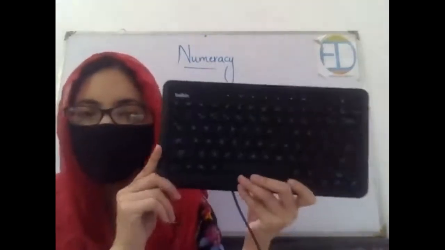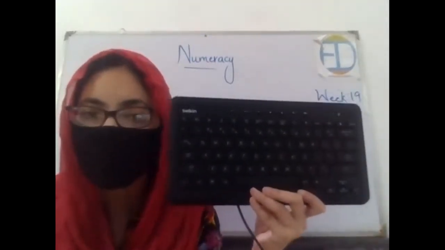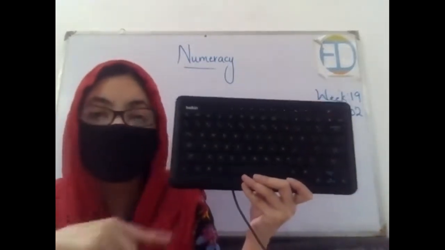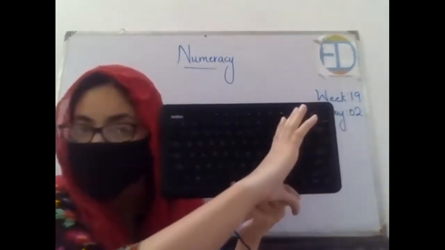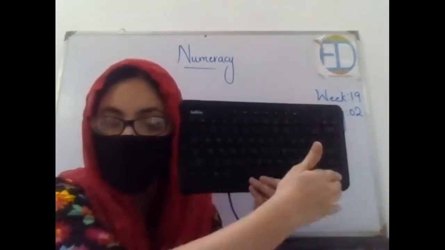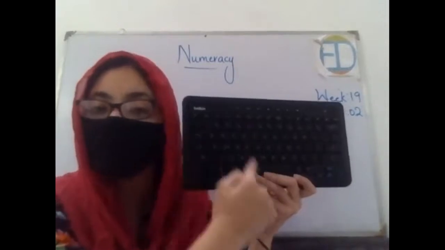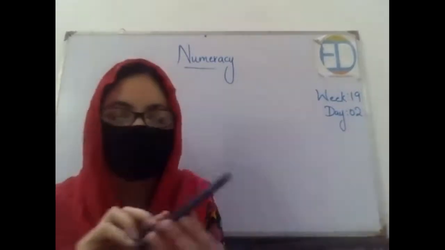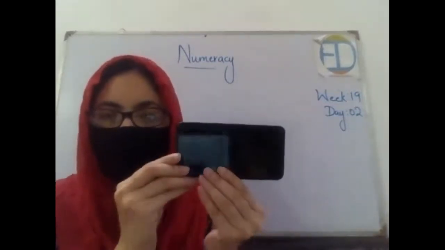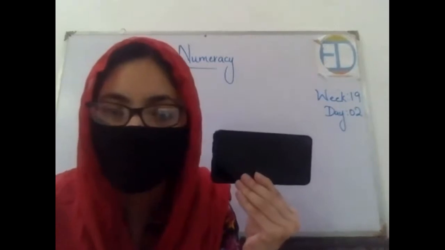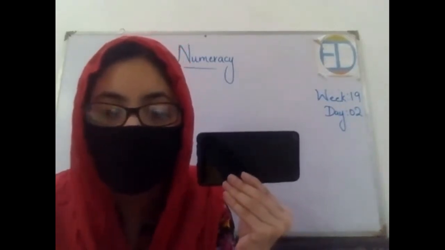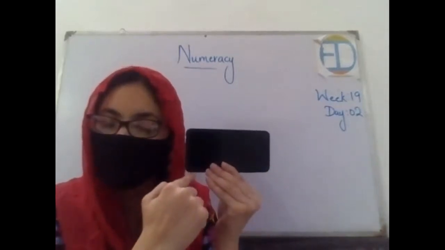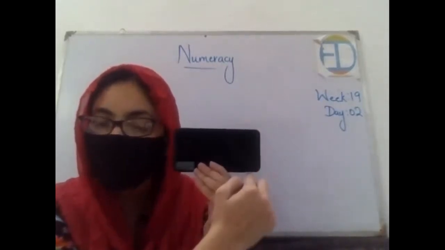Can you tell me what shape it is? Is it a square? No, it's not a square, right? Why? Because a square has all sides equal, and here two sides are big and two are small. This means it's not a square. Now look at this mobile phone. Can you tell me about its shape? Is it a square again? No, again not a square. Why? Because two sides are again big and two are small.